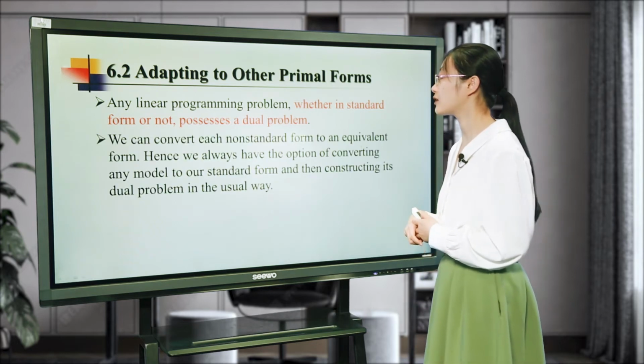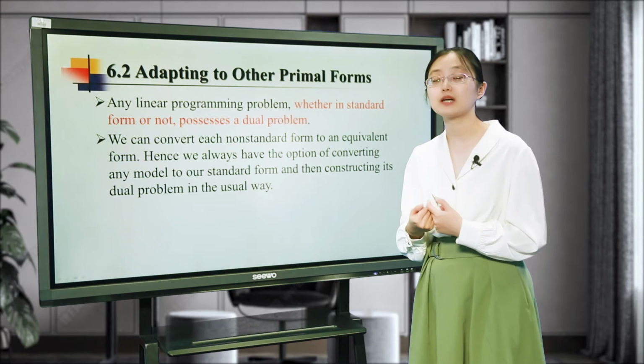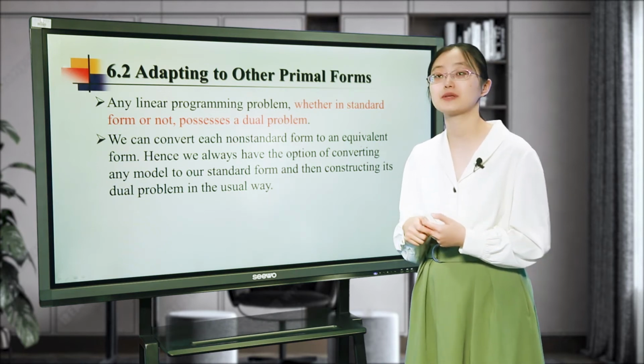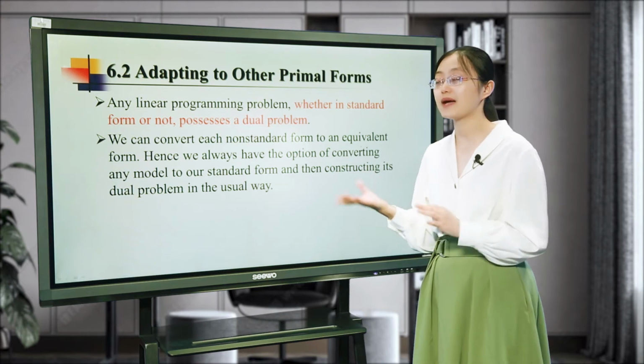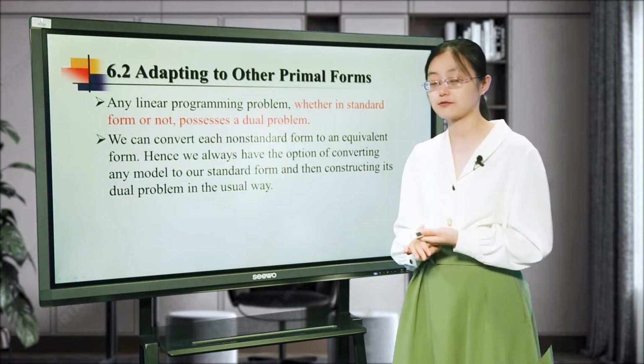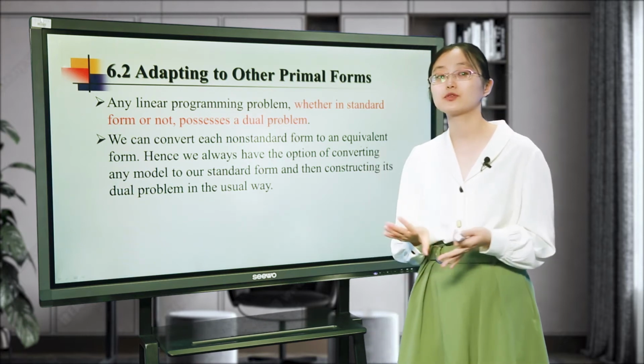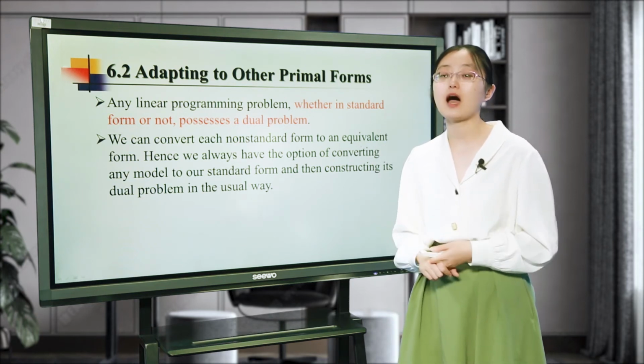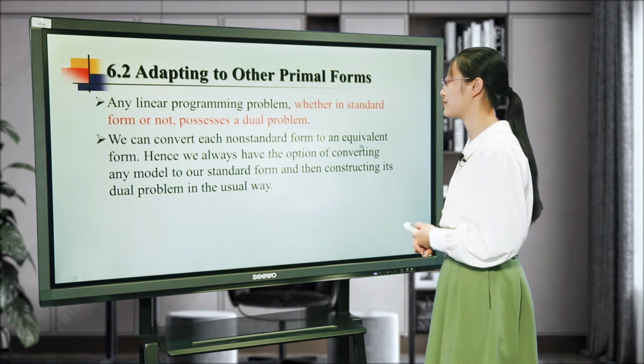As we've seen earlier, we've discussed how to convert a non-standard form of a linear program problem to a standard form. So by this idea, we can first convert any LP problem to a standard form, and then from the standard form, find out its corresponding dual problem.